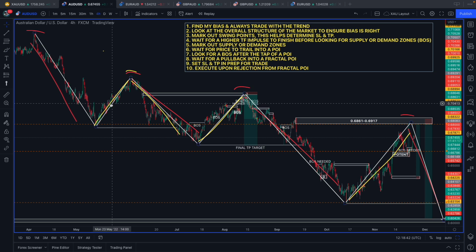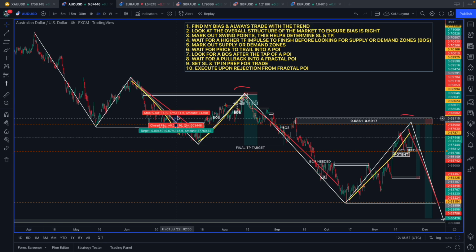So you can see just from that why we want to get involved at the end of a corrective wave and the start of the next impulse. And the same applies for a bullish market. The only difference with a bullish market is we look to get involved at the troughs rather than the peaks.